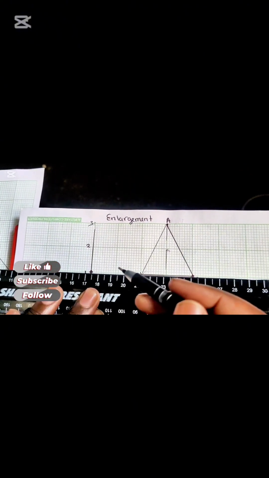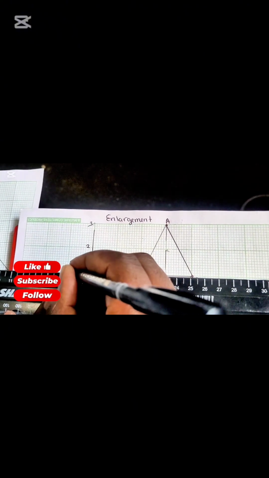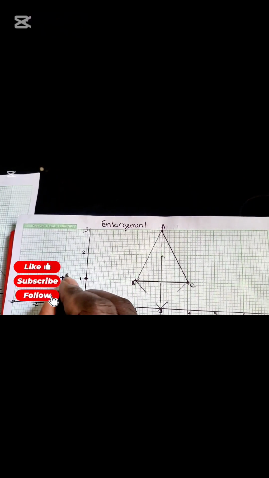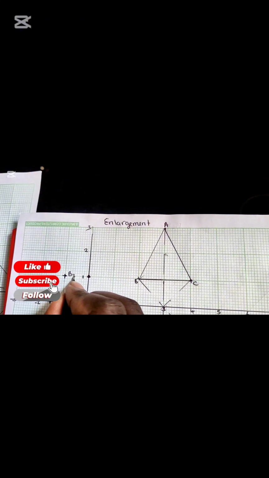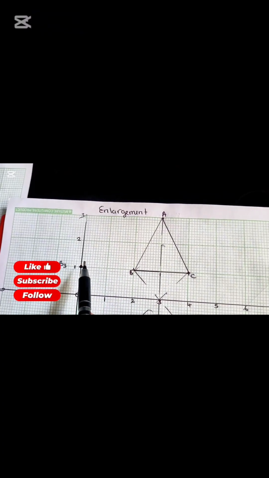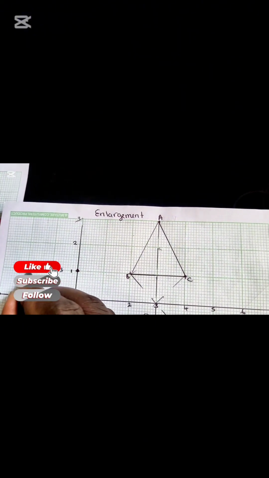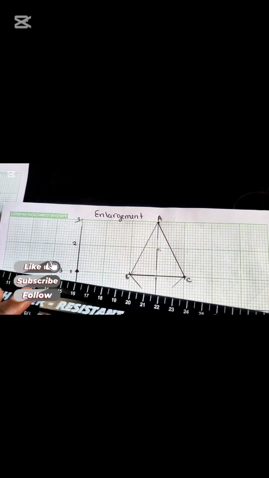B to the center, there are 1, 2 boxes, times scale factor minus half. That's 1 right here. So B is positioned right here, that's B3. What about C? C to the center, there are 1, 2, 3, 4 boxes, times our scale factor, which is minus half. We get 2. So this point right here is C3. So we can join.